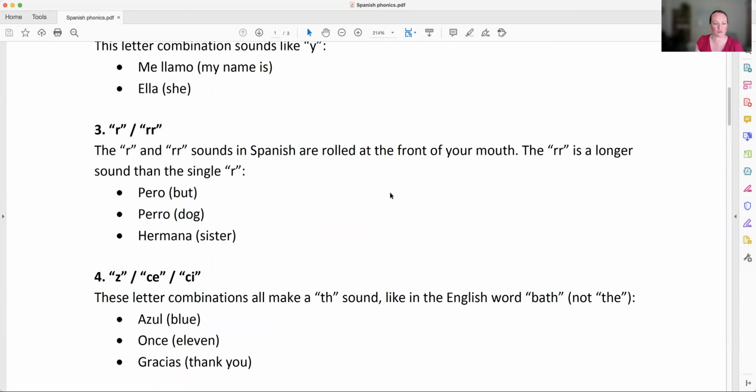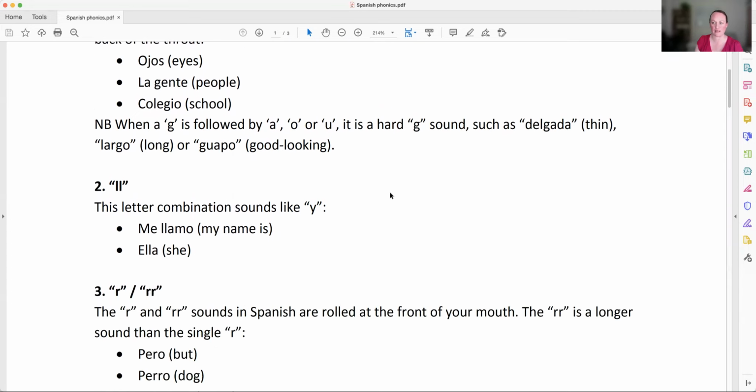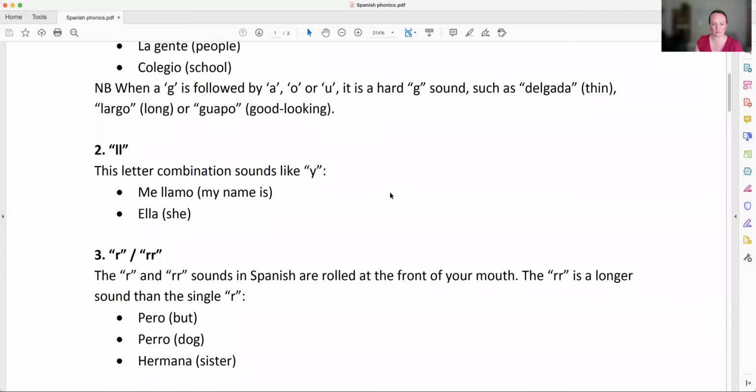Okay, so to just go through them again quickly. J, GE, and GI is ch. Double L is a y. So examples, me llamo.